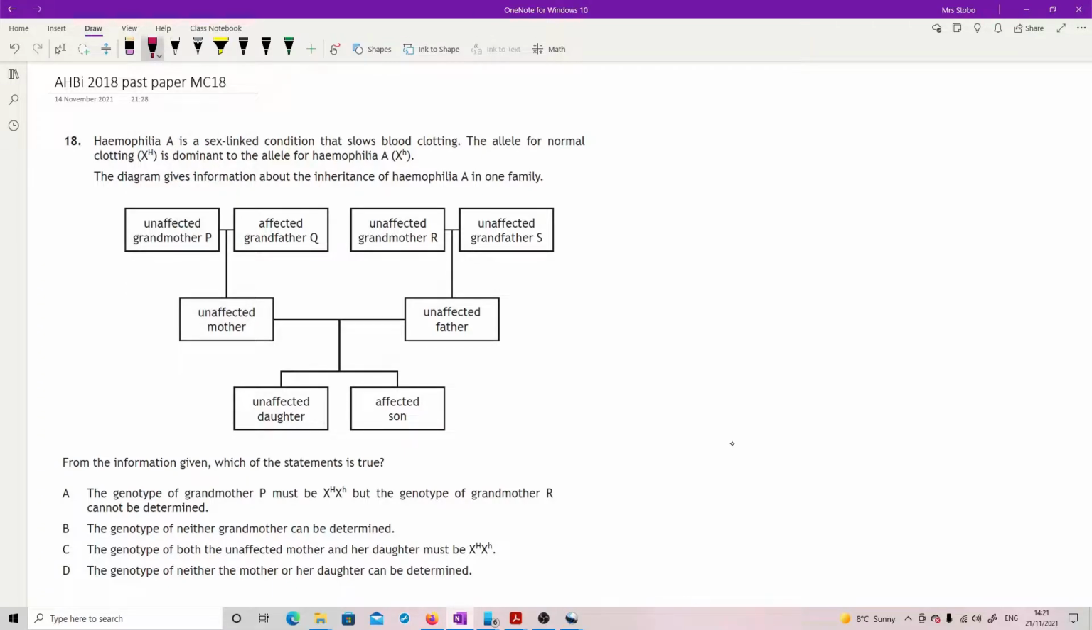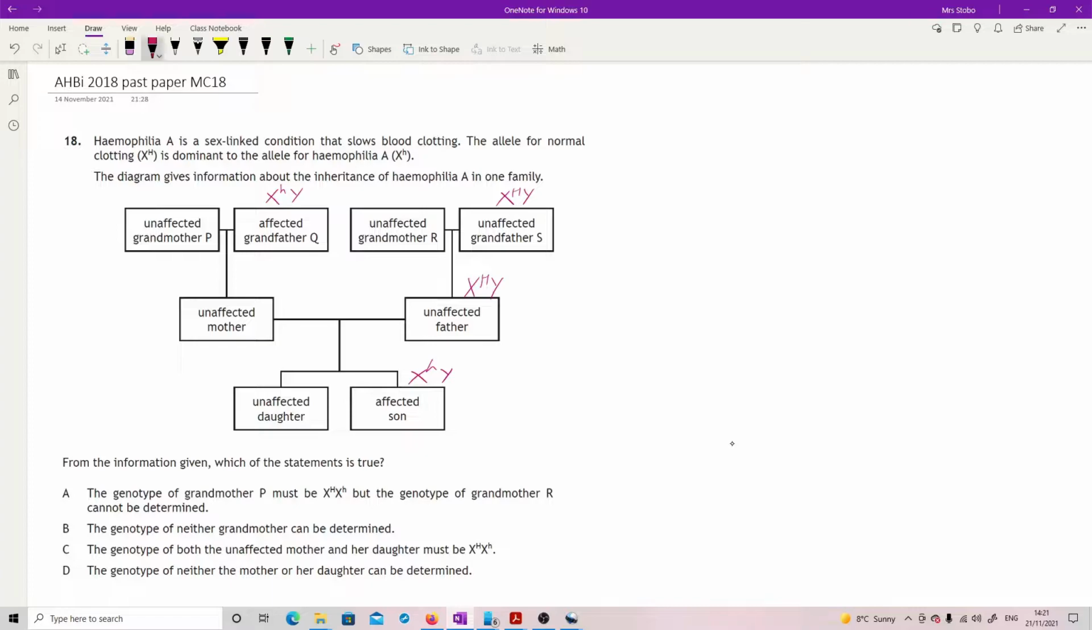Okay, right. Always start with the blokes in this because they have much simpler genetics in terms of what you can see. They're not going to be carriers. So an affected son must be X, little h, Y. The unaffected father must have been X, big H, Y. The unaffected grandfather, S, must have been X, big H, Y. The affected grandfather, Q, must have been X, little h, Y. These are the ones that we can tell for certain to begin with.